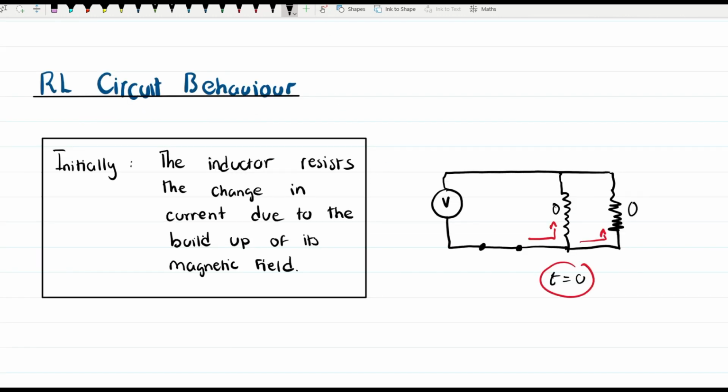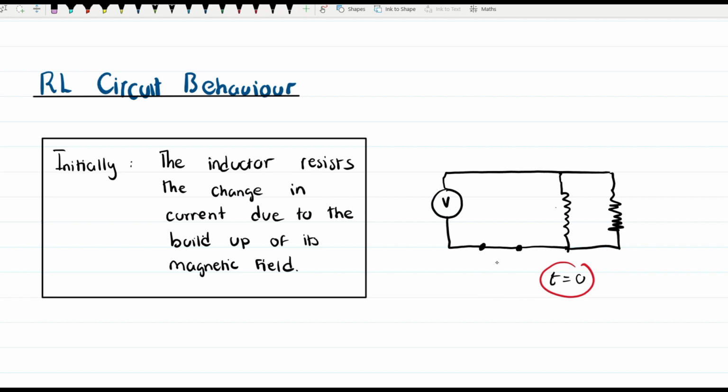So let's talk about the circuit behavior of an RL circuit. Initially we have the inductor, which resists the change in current due to the buildup of its magnetic field. When you look on the right, we have an RL circuit. We have an inductor and a resistor in parallel right there, and then we have a power source.